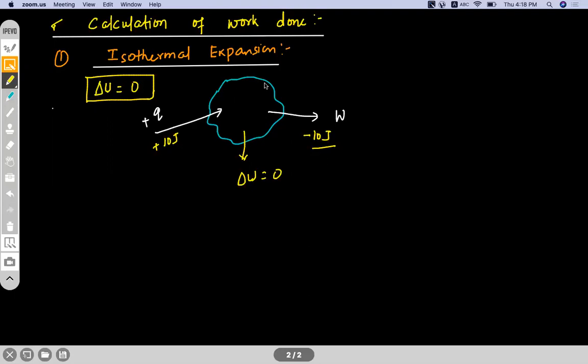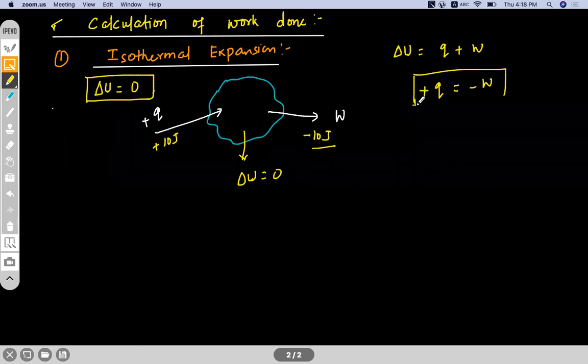So heat in is equal to heat out, basically. If you use the first law of thermodynamics also, delta U is equal to what? Q plus W. But this delta U is zero. So what is plus Q? Plus Q is equal to minus W. Is this correct? Respond, guys. Is this correct? Do we have other possibilities?